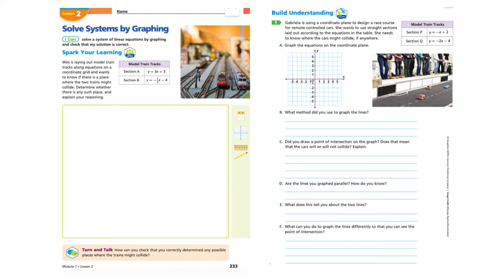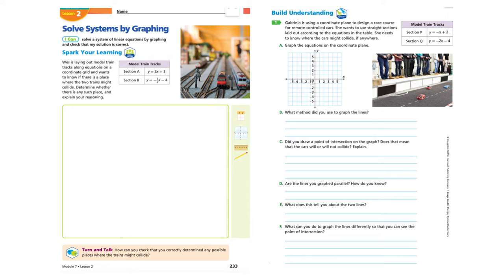Wes is laying out model train tracks along equations on a coordinate grid and wants to know if there is a place where the two trains might collide. Determine whether there is any such place and explain your reasoning. So if we look over here at the tools, there's a table, a coordinate graph, possibly a straight edge or ruler, and a pencil. So here's the table that he's using. These are the equations that he's going to look at. So go ahead and do that.